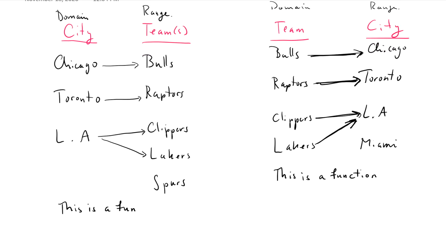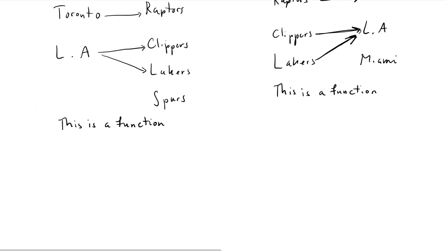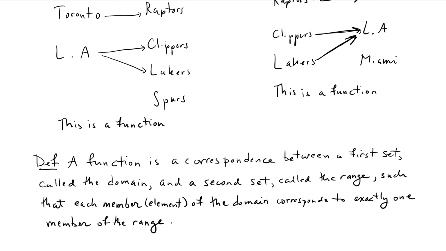So the word function is a special type of correspondence. So we'll write this up as our first definition. A function, this is what we're defining here, is a correspondence between a first set, called the domain, and a second set, called the range, such that each member, sometimes I say element, of the domain corresponds to exactly one member of the range.